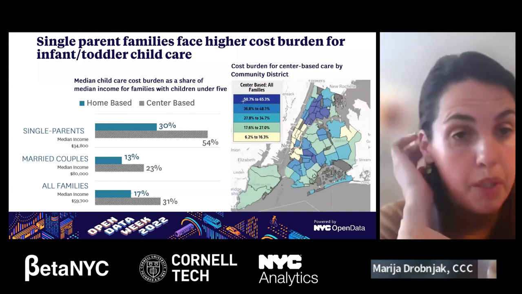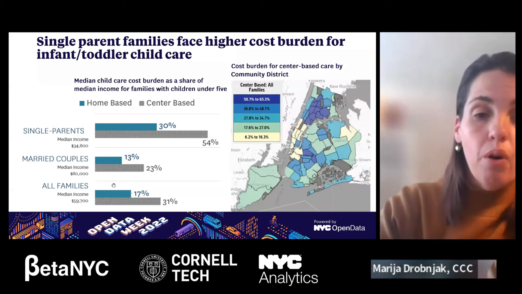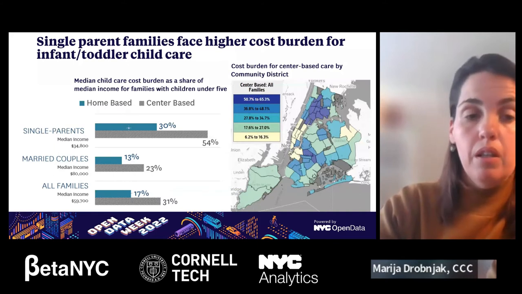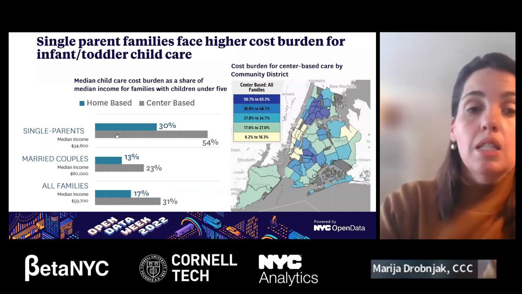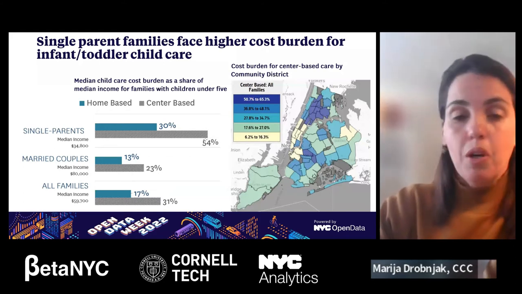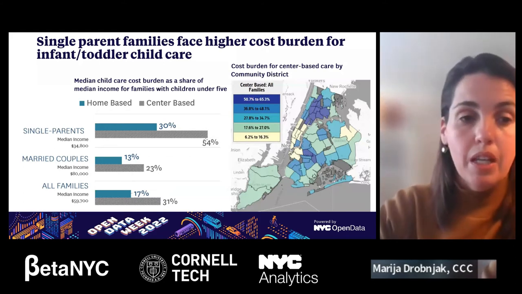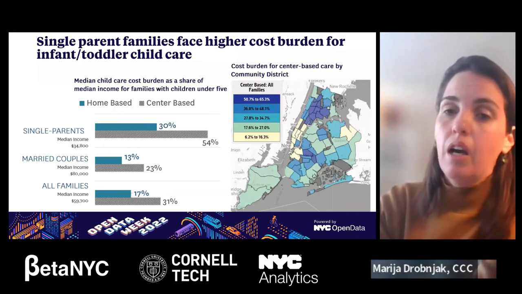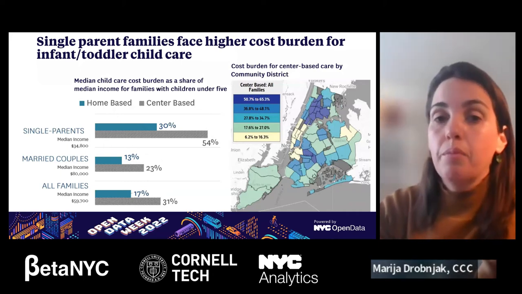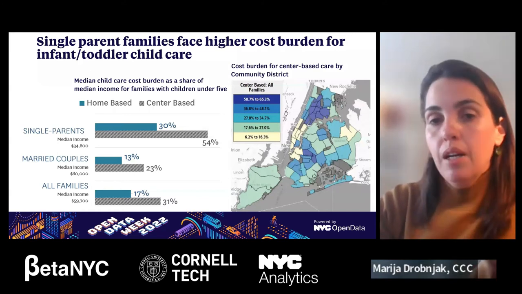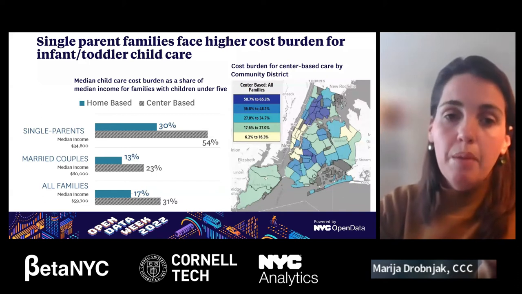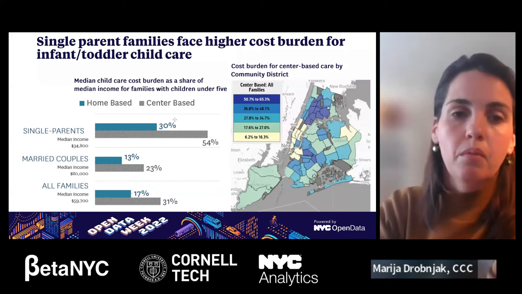And this slide is showing the cost burden. So as I said, for all families, center-based is 31%, and home-based care would take up 70% of income. If you think about single-parent families and households, center-based care would take half of the income, and there is also housing cost and all other costs that families are facing. And for home-based care, it is 30% of income. And on this map, we included the cost burden of the center-based care for all families. And on our database, you can definitely explore for all family types and also for home-based and center-based.